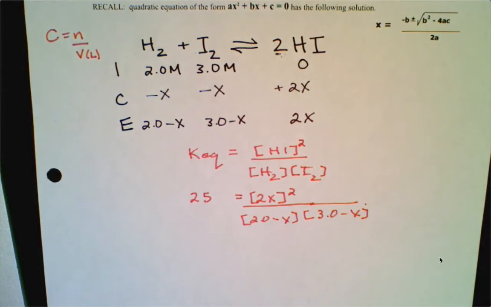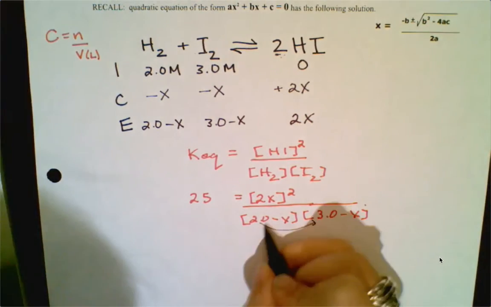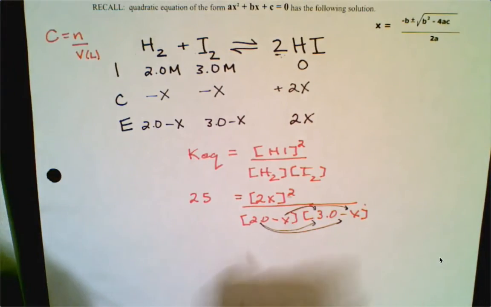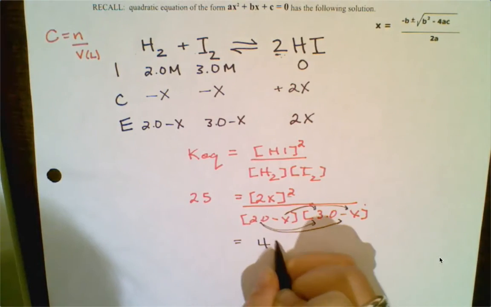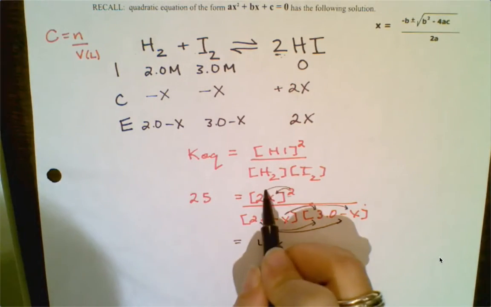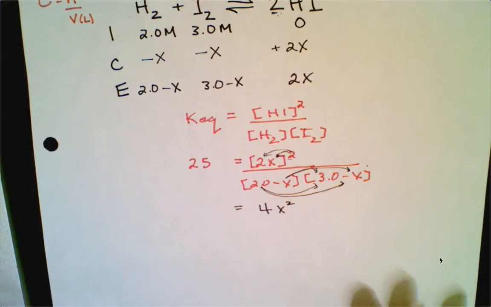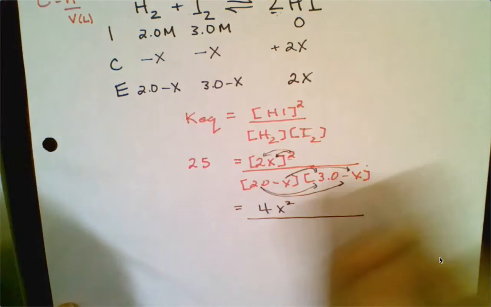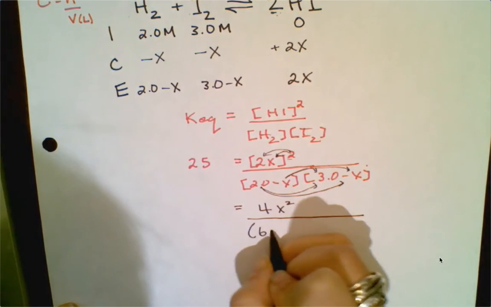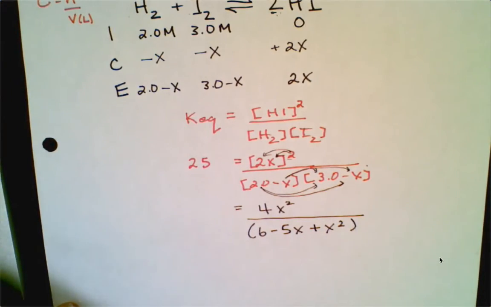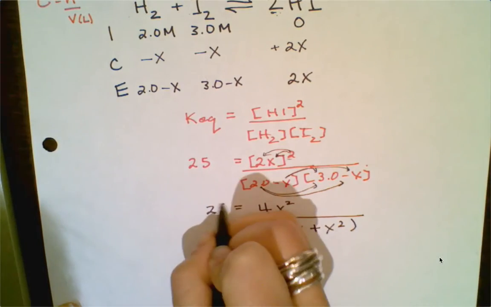What do we do with that moving forward? Well, we have to employ the distributive property. We must expand what's on the bottom and apply this square to what's on top. On the top, don't forget, not only are you squaring the X value, you're also squaring the numerical value. So we have 4X squared on the top. And on the bottom, when I use the distributive property, I get 6 minus 5X plus X squared. And that's all set equal to 25.